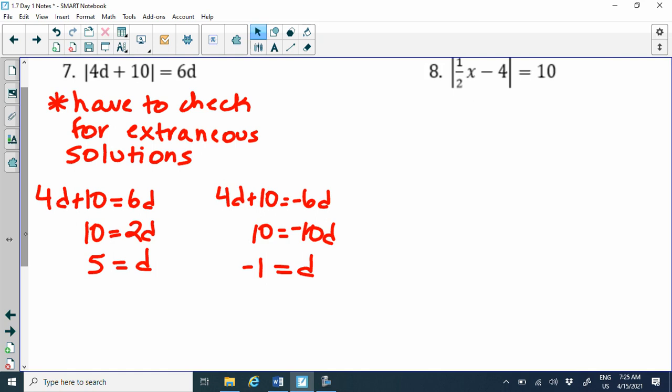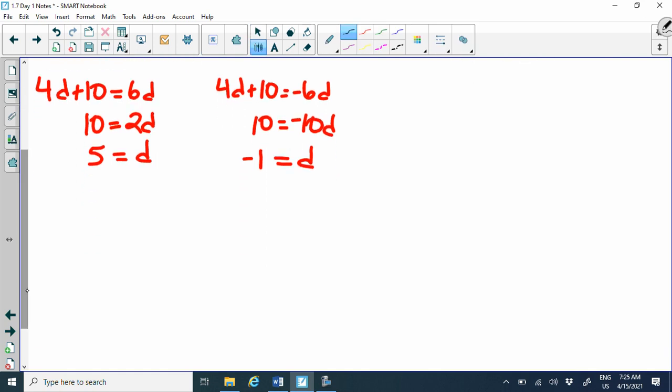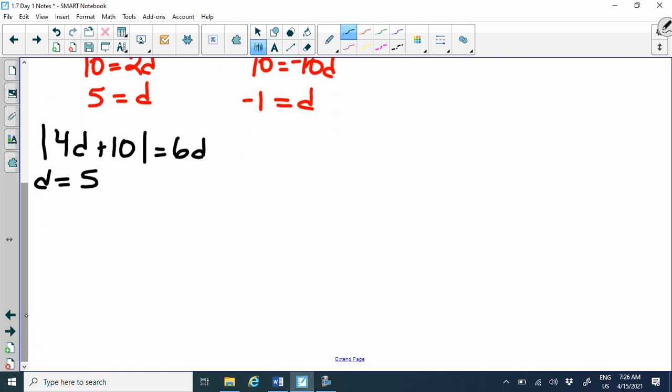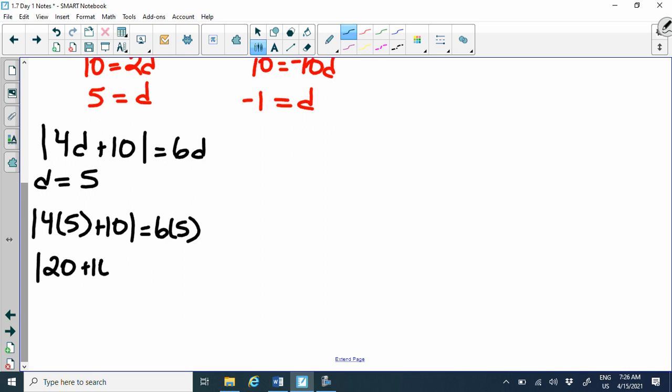So now we need to check both of these in the original equation. The original equation is the absolute value of 4d plus 10 equals 6d. Let's try when d equals 5. I have the absolute value of 4 times 5 plus 10 equals 6 times 5. I'm going to do 4 times 5, so I have the absolute value of 20 plus 10 equals 6 times 5, which gives me 30.